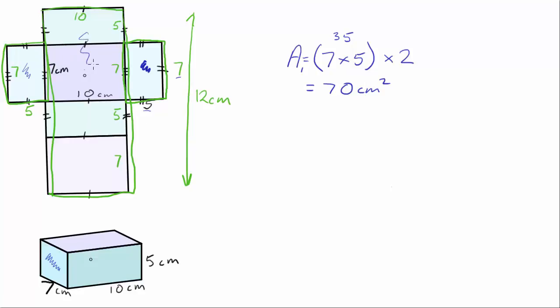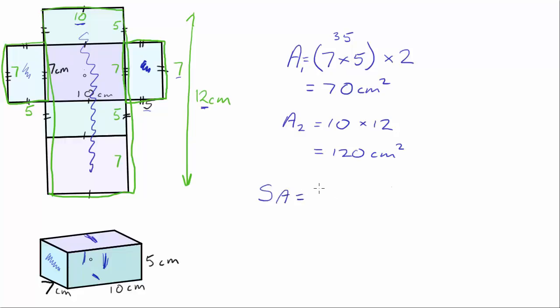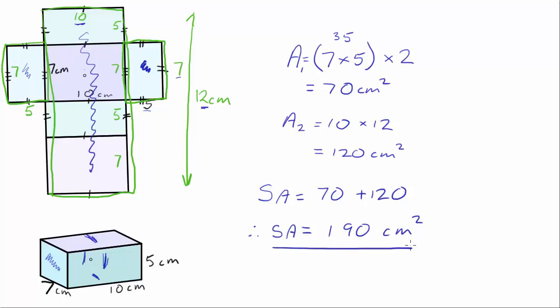The next section we'll call area number 2, and that's this central rectangle down the middle. We've already worked out that it's 10 centimetres across and 12 centimetres down, so area number 2 is 10 centimetres by 12 centimetres, which is 120 square centimetres. That gives us the area of all of those faces around: the top, the front, the bottom that you can't see, and the one at the back that you can't see, these four faces here. Then to get the total surface area of our prism, we simply add our 70 and our 120 together and end up with 190 square centimetres. Therefore the surface area of our rectangular prism is 190 square centimetres.